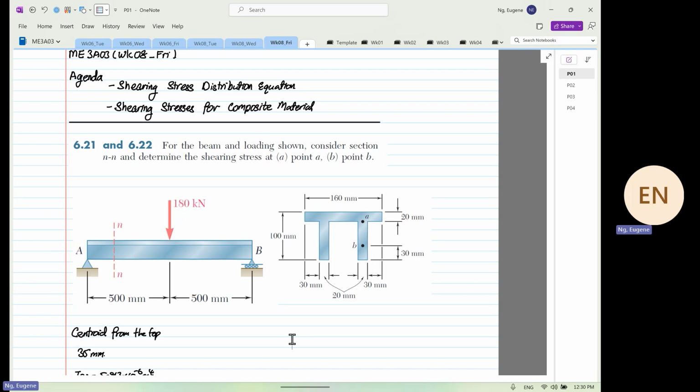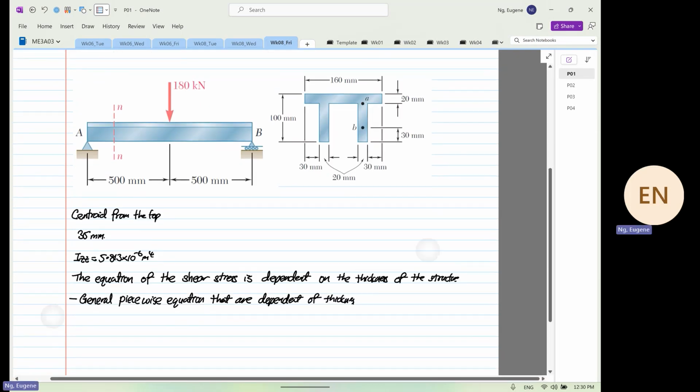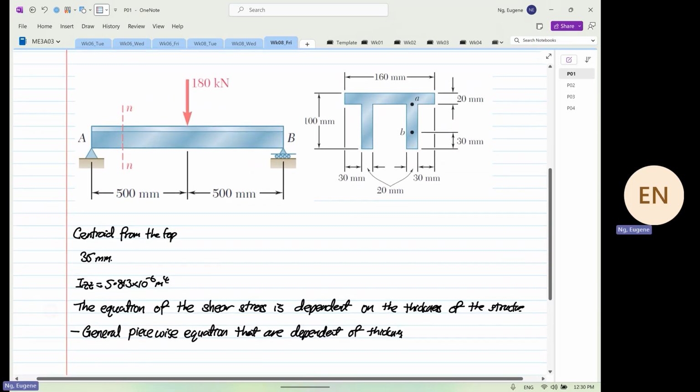Right. Today I'm going to continue on shearing stress distribution equations. And we are also going to look at shearing stress for composite material. Term test 2, we will test until here. Shearing stress for composite materials is very easy, not difficult at all. Nothing new. So we look at this problem.